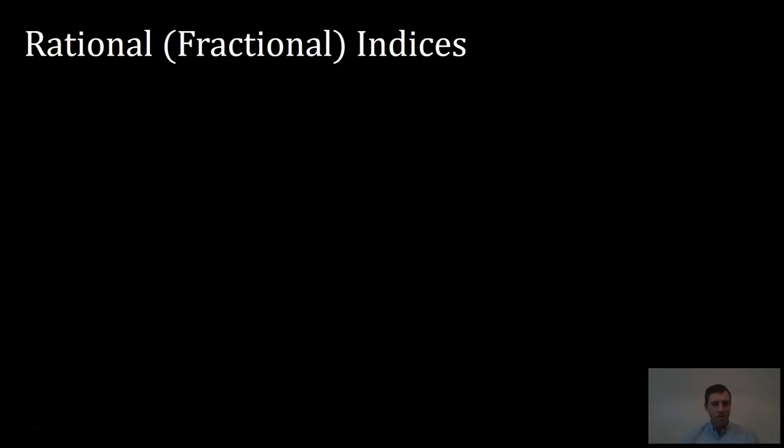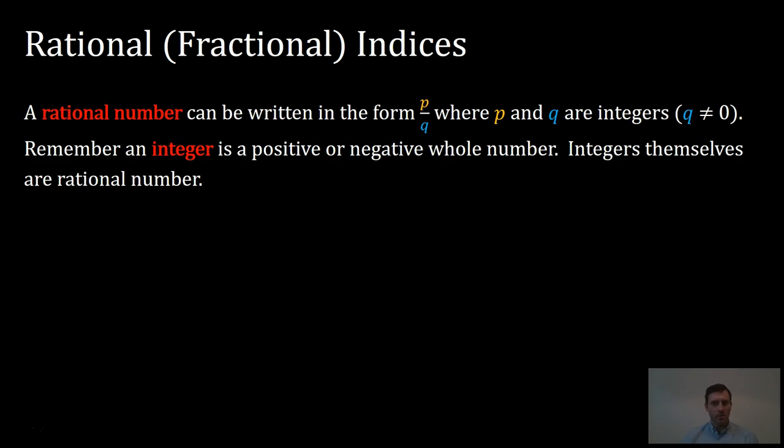A rational number is a number that can be written like a fraction in the form p on q, where p and q are integers. Remember, an integer is a positive or negative whole number, and integers themselves are rational numbers. For example, 2 can be written in the form 2 on 1, 5 can be written 5 on 1, and 10 can be written 10 on 1.